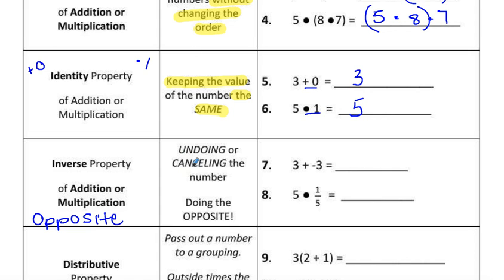So you are undoing or canceling, and it's the opposite. So the opposite of addition is going to be subtraction or a negative number. The opposite of addition is a negative number, and I'm trying to cancel this. So if I have a positive plus a negative, so I have a positive and I take some away, I'm going to end up with 0. So when you're adding, you want it to equal 0 to make it cancel.